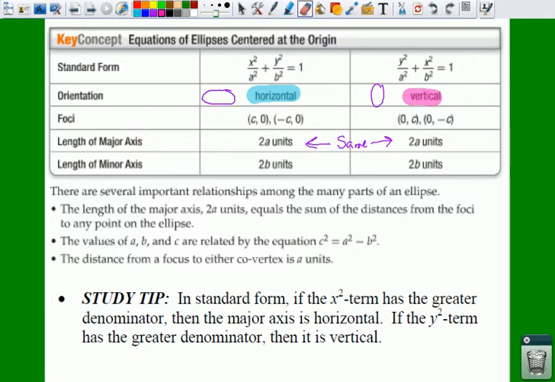So they'll be the same here. So your length of your major axis is 2a, length of your minor axis is 2b.